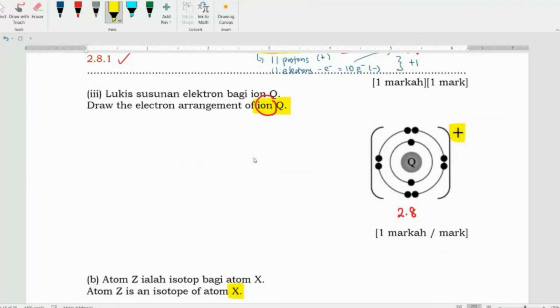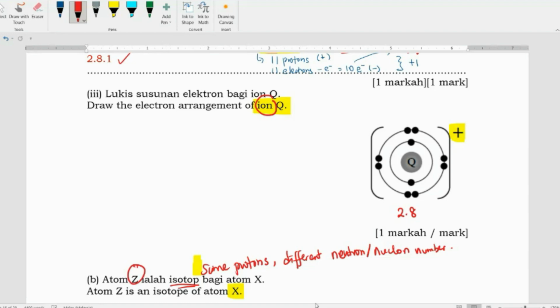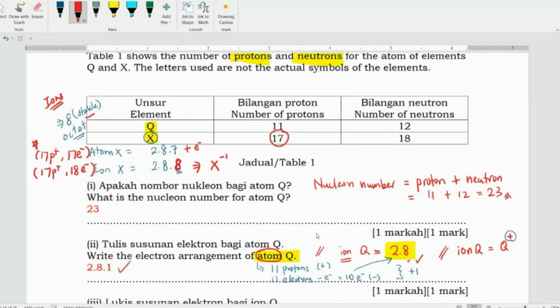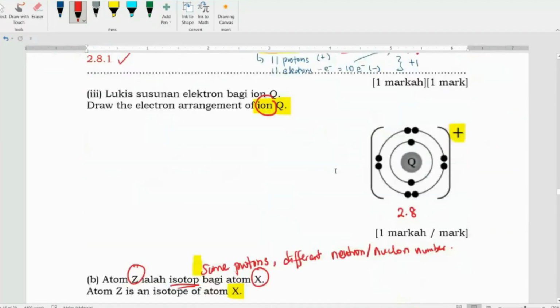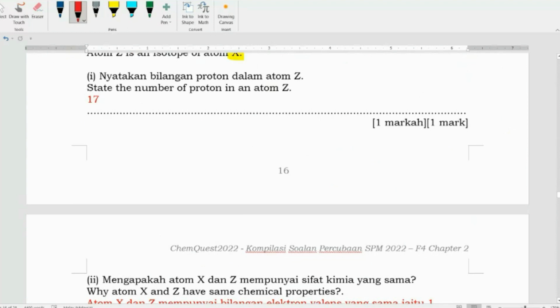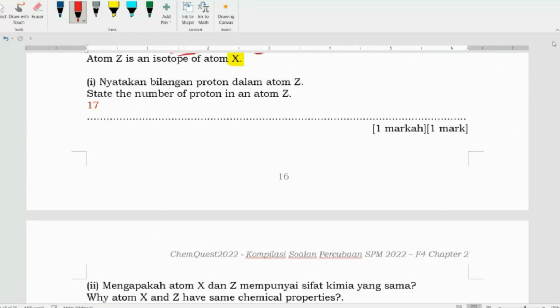So you have to remember, isotopes of X have the same protons and different neutrons, or nucleon number. Now Z is the isotope of X. So X, you see here, proton is 17. So meaning that Z also has 17. Okay, very good. Next question.